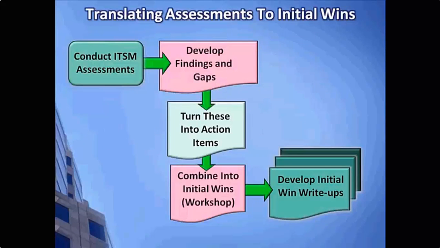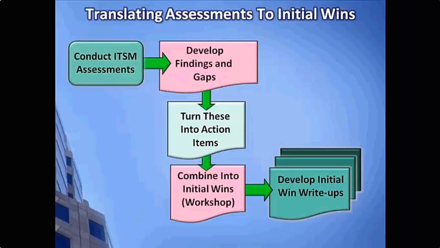So let's take a look and review what the initial flow was for doing assessments. Again, we start by conducting our assessments, and we discussed much of the steps and ideas involved with that in learning module number 3. We then develop findings and gaps. We then turn these into action items, combine them into initial wins, and then finally develop our initial win write-ups. And again, this is the flow for how we will translate those assessments to initial wins.